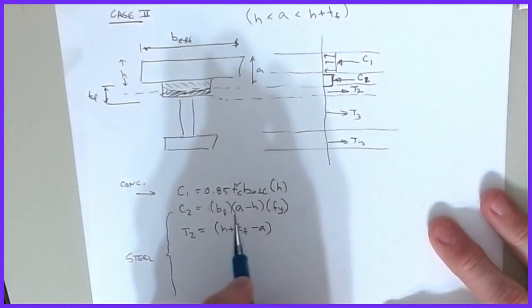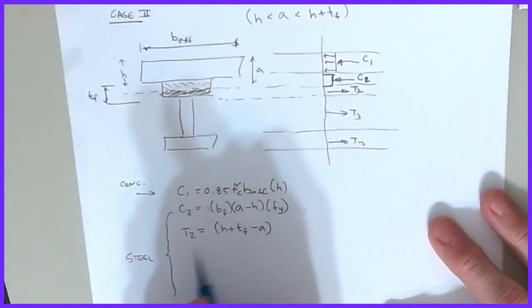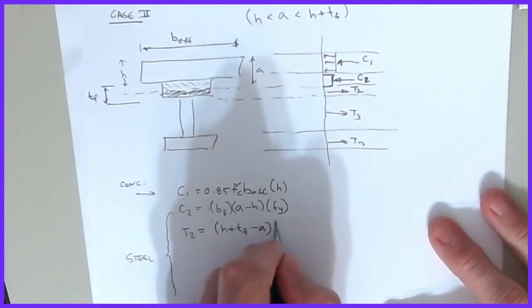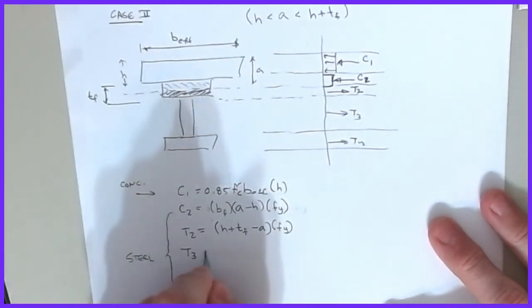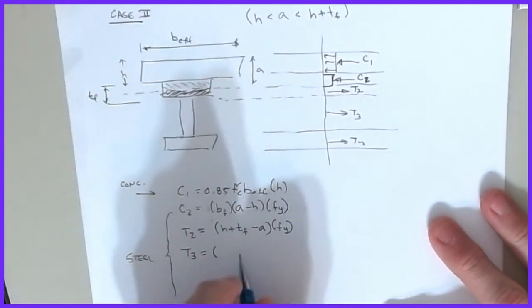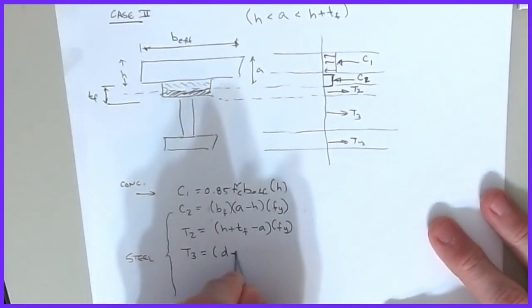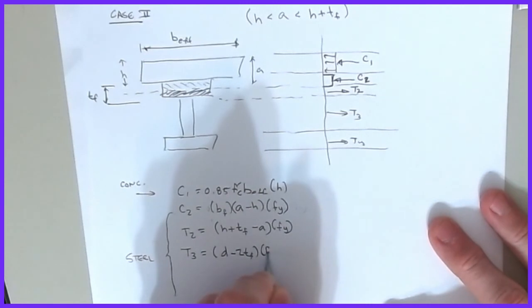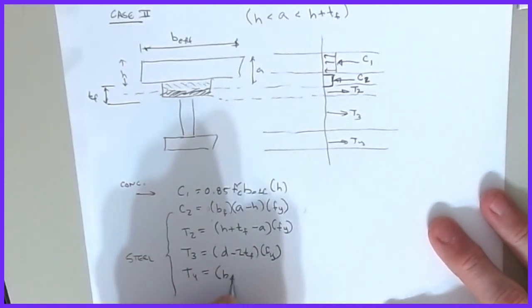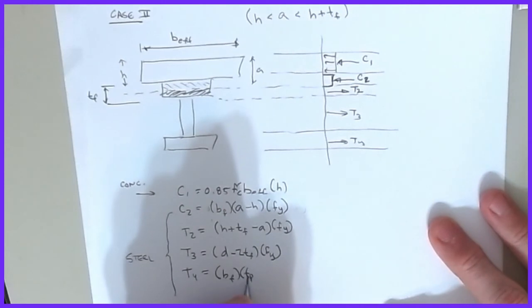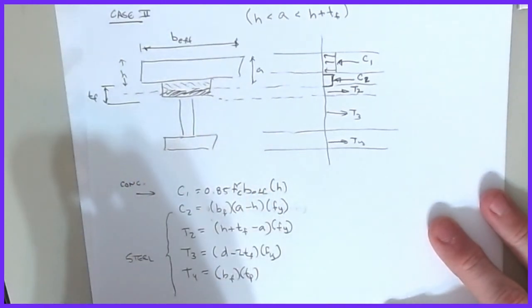Okay, you're on the right track, Guillermo. I think you would have had a sign problem on it, and then I'm going to multiply that by Fy, right? And then T3 is going to end up being just the same as what we had before, D minus 2TF multiplied by Fy, and then T4 is still the same thing, BF times TF. What did I miss on T3? What did I miss?